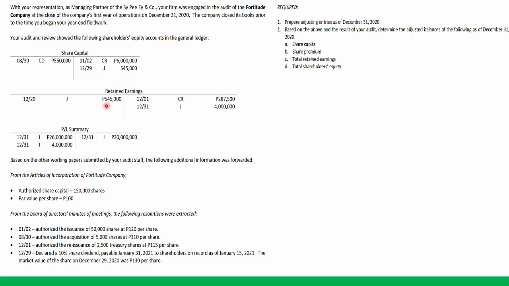Follow? Then the last transaction that we haven't analyzed yet is this credit of 4 million on December 31. In this case, the notation is J. J stands for General Journal. And this 4 million is just the profit or loss during the period. In this case, profit. Because if you look at the P&L summary, there's a 4 million remaining profit after closing the revenues and expenses. So the 4 million is correctly credited to retained earnings. So there will be no adjustment related to this one. So the ones with adjustments are only the first 4 transactions.